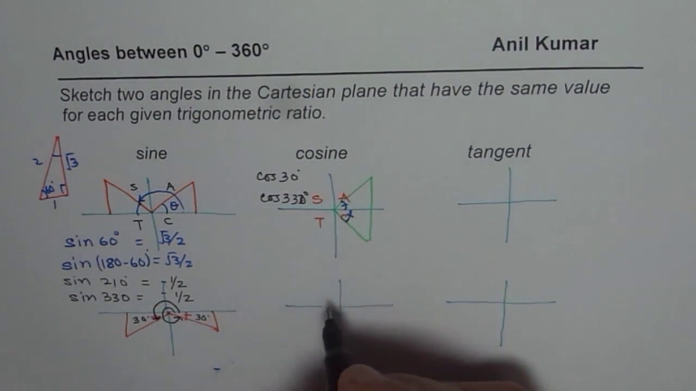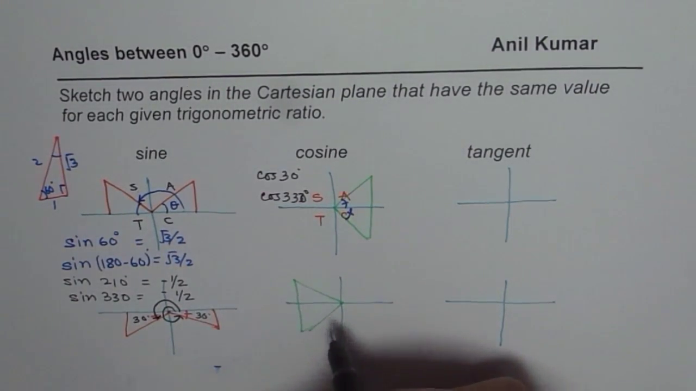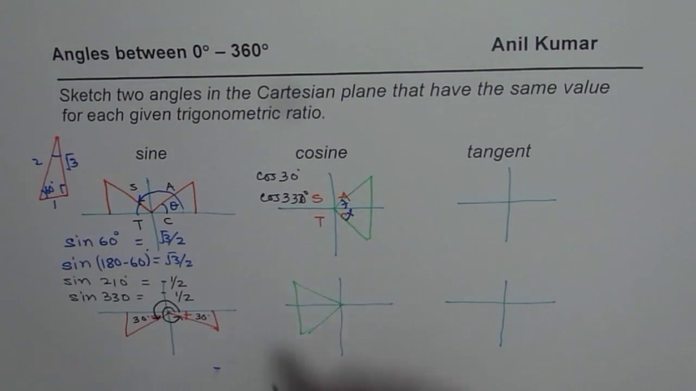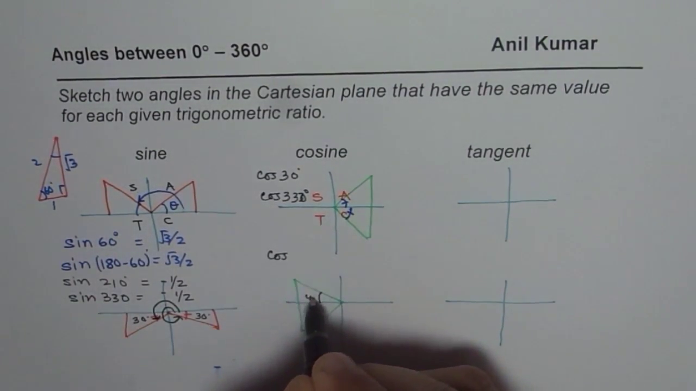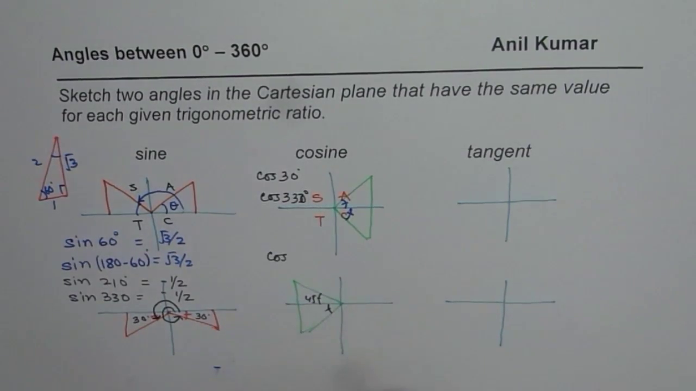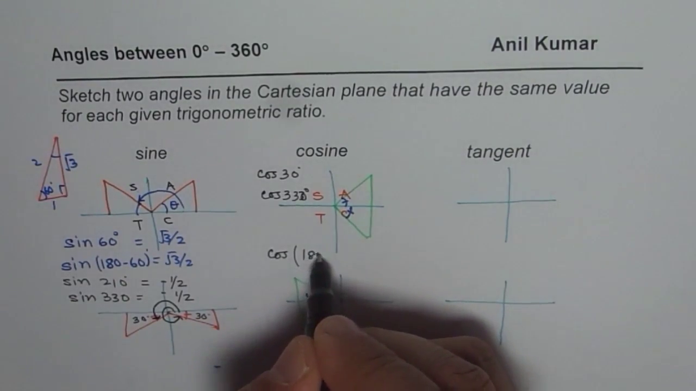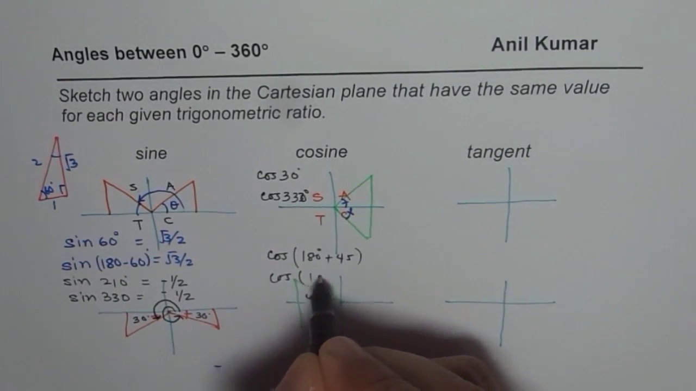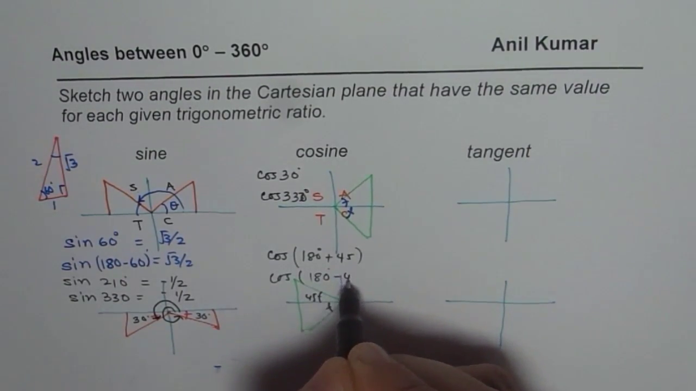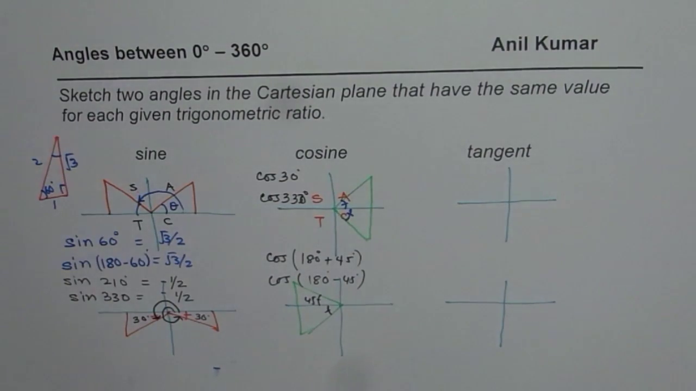The other combination could be that you could select angles in quadrant 3 and 4, right? So those will give you exactly same value but negative, right? For example, we could have cos of, let us say the acute angle is 45 degrees. Correct? So in that case, the angles are 180 degrees plus 45 and cos of 180 degrees minus 45 degrees. Correct? So both will give you exactly same value. Both will be negative, right?